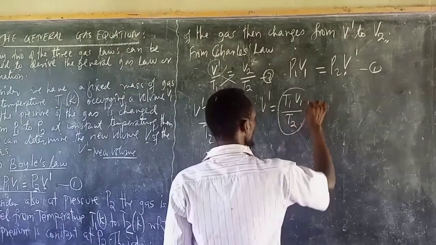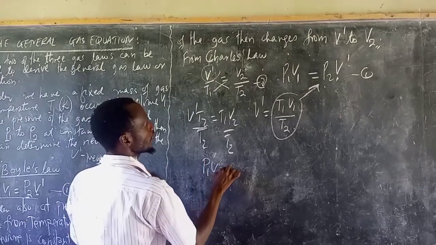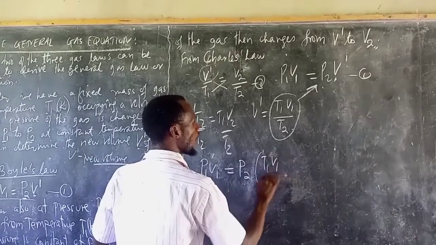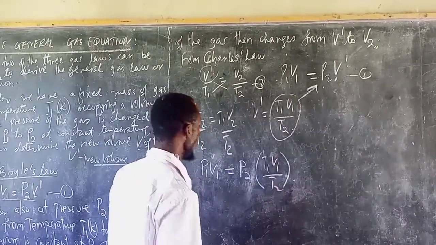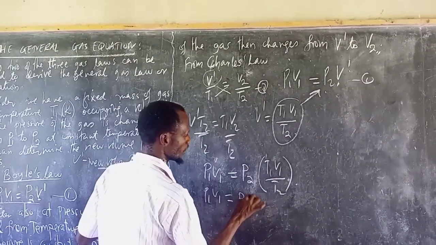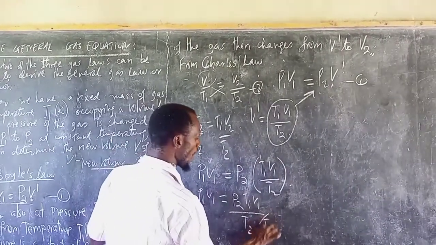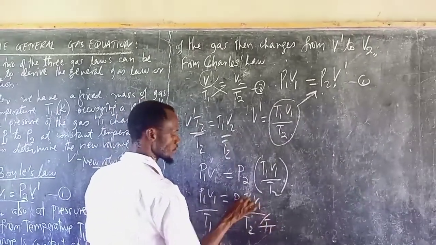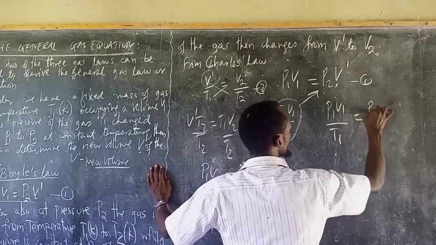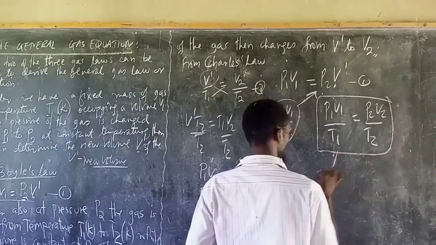Therefore, we substitute this one to here. Now you have P1 V1 is equal to P2, then in bracket you have T1 V1 over T2. Therefore, P1 V1 is equal to P2 T1 V1 over T2. Now we divide by T1, therefore this cancels out. Therefore, we remain with P1 V1 over T1 is equal to P2 V2 over T2. This is what we call the general gas equation.